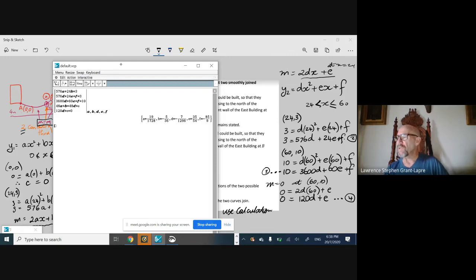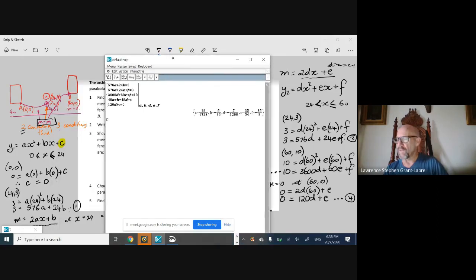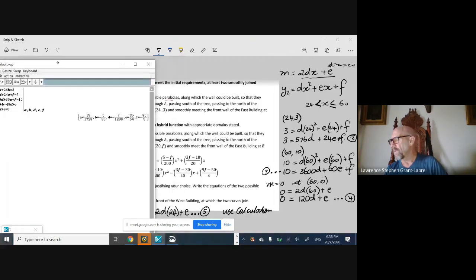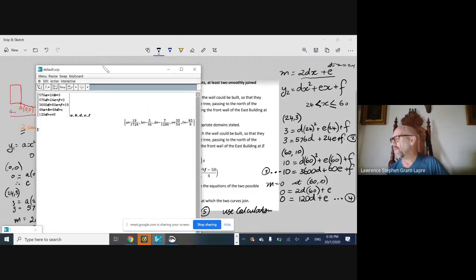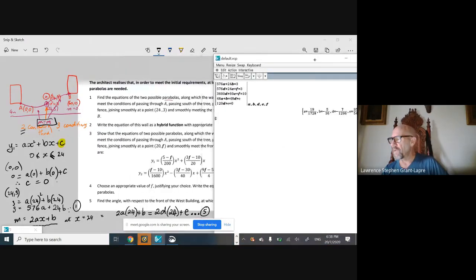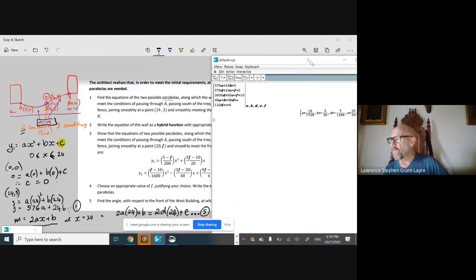The fourth condition was 120d plus e equals 0. So I've put this here, 120d plus e equals 0. That should be a variable e, but it worked on the computer. And the fifth condition, which is underneath here, 48a plus b equals 48d plus e. So 48a plus b equals 48d plus e.